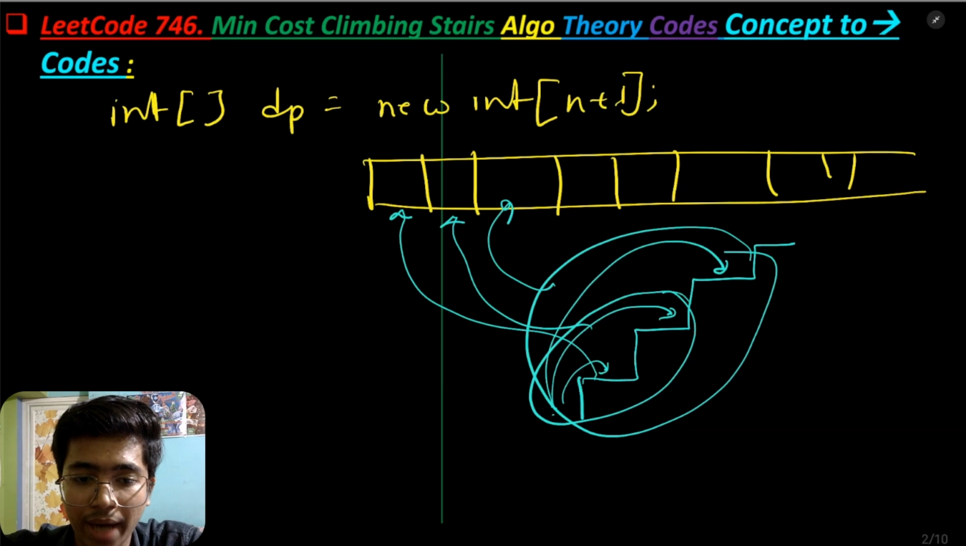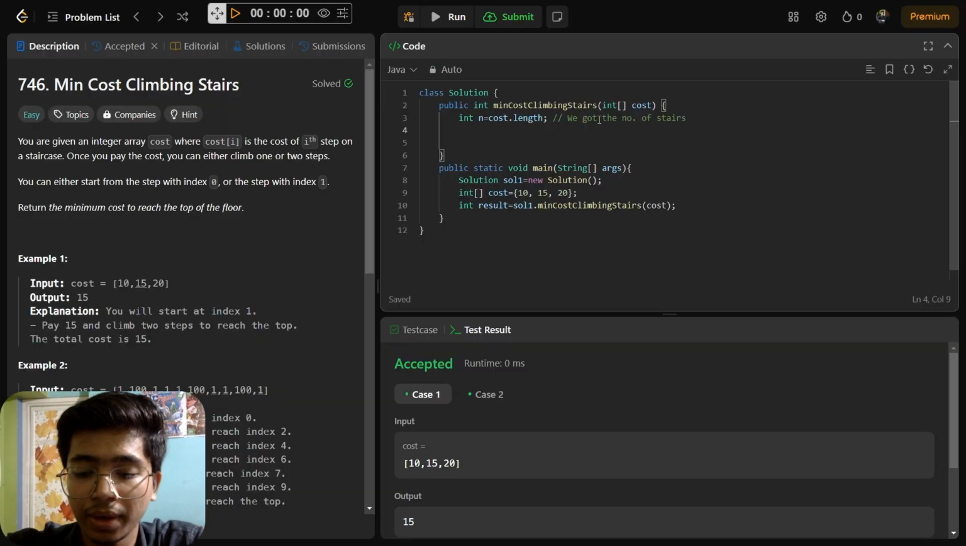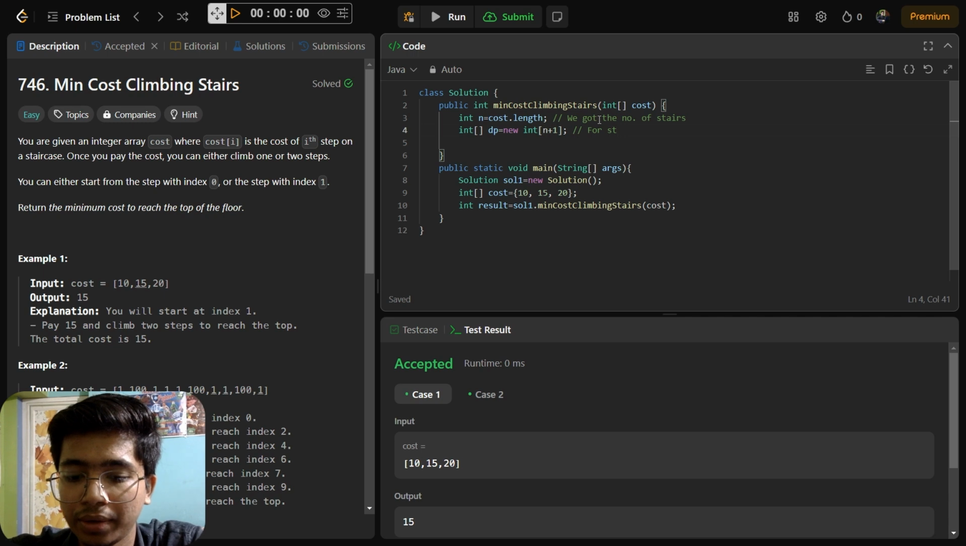Okay, so we'll be writing that line: int dp equals new int of n plus 1. So for storing the total cost from the beginning, we created the dp array.